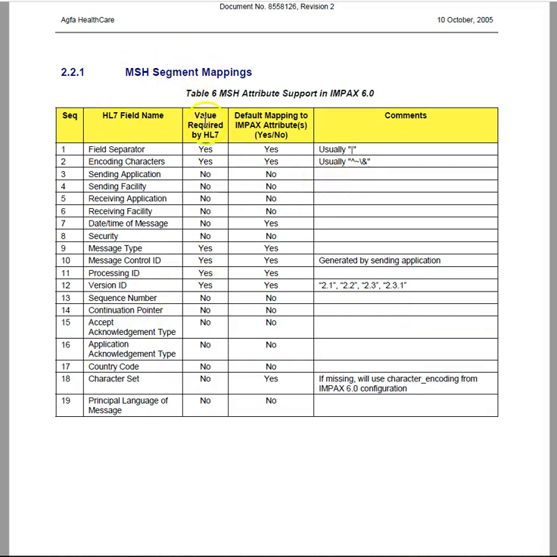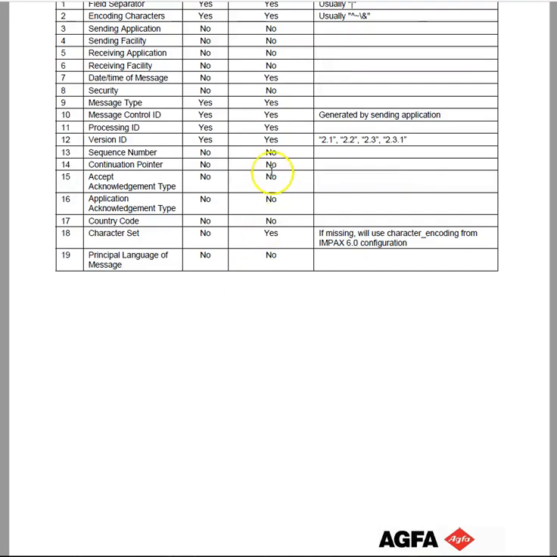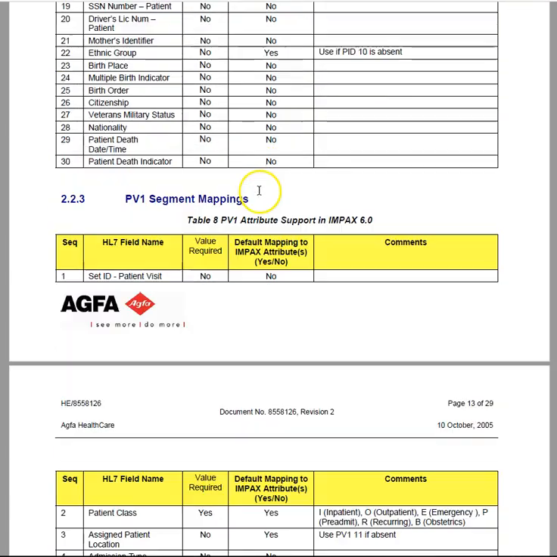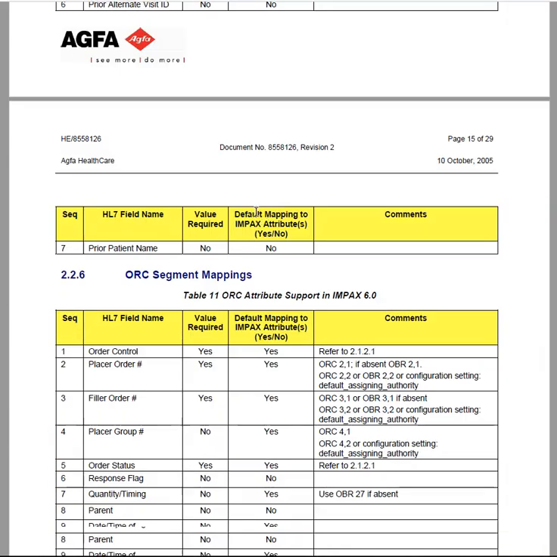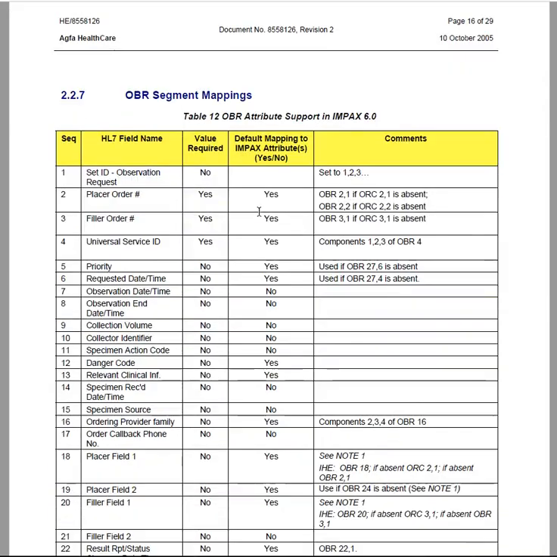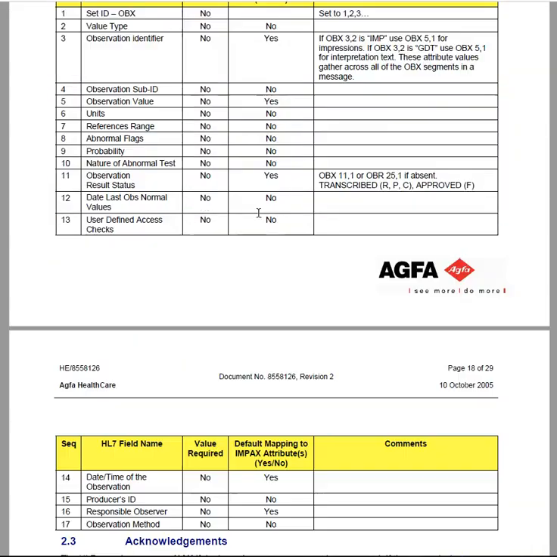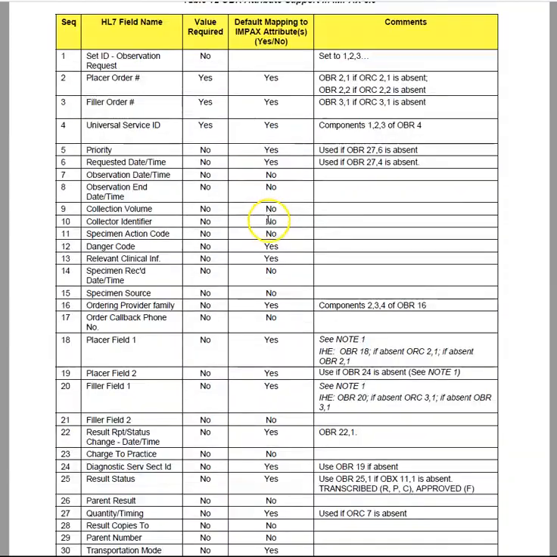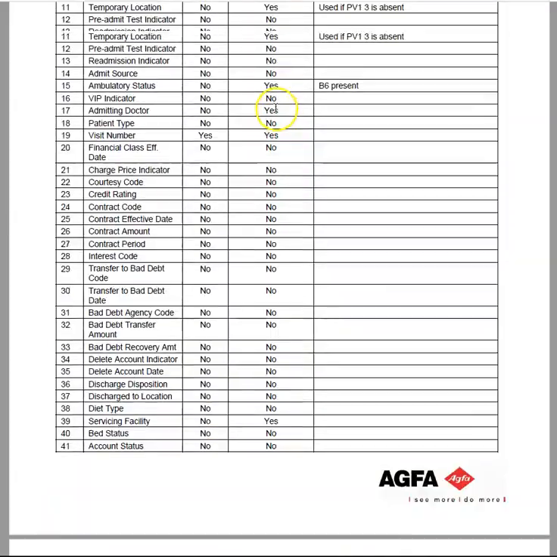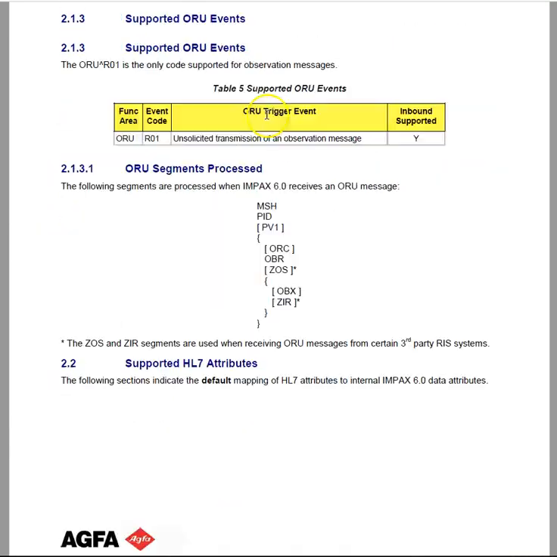So here's all the fields in an MSH segment. Again, only for inbound messages, whether it's required by HL7, any special comments. This is the PID segment. This is the PV1 segment, AL1 segment, MRG segment, ORC segment, OBR segment, OBX segment, right? So if you're thinking, wait, we haven't talked about an MRG segment. What the heck is an MRG segment? Where would you go to figure that out? Well, you probably want to go all the way back up to those definitions at the very beginning.